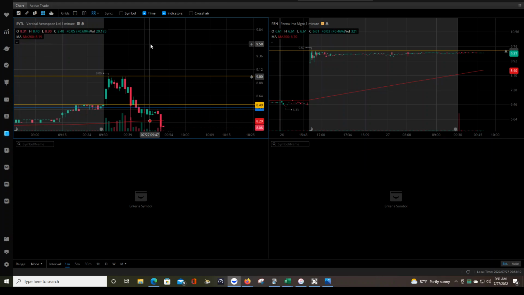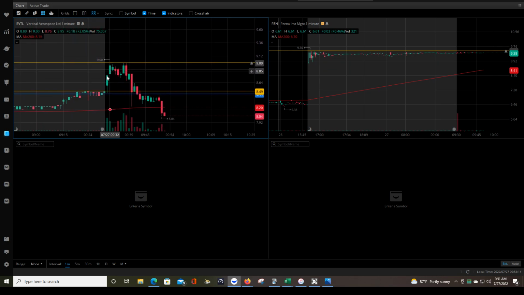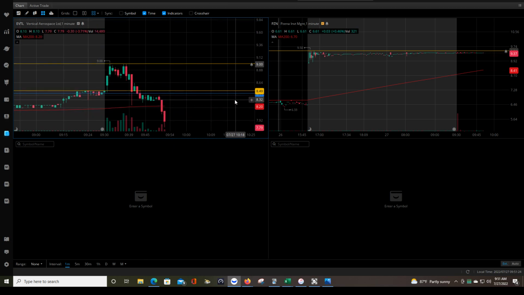And does it always work? Absolutely not. But in this case, it did. EVTL did not break out through that second high of day and the first high of day and establish the second high of day, and it ended up being weak. So in this case, it did work.